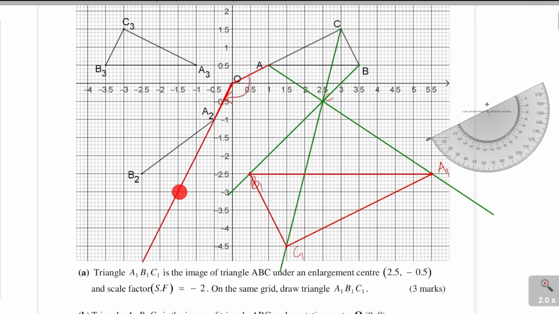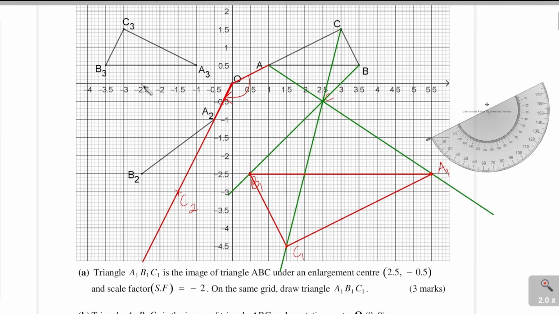So C2 is supposed to be here. This is where C2 is supposed to be located. You simply take this distance CO, and you transfer it using a pair of compass, or you count the squares. It is still the same distance. So count 6 squares from C to O, then from O, you count 6 squares, and you'll get C2 here.